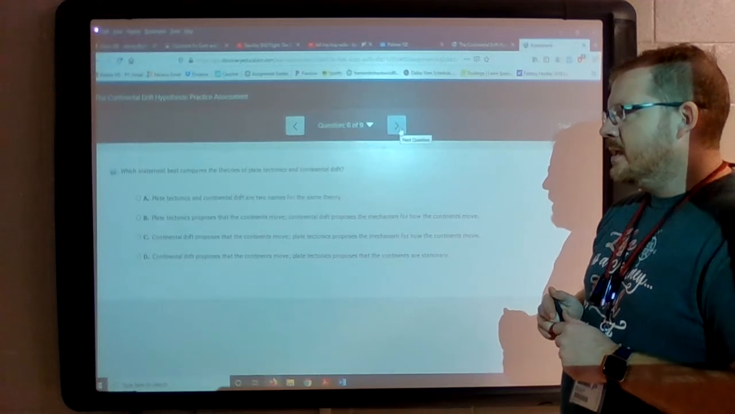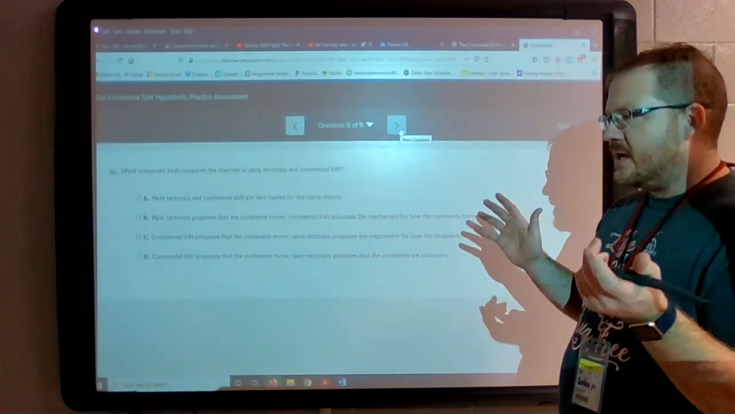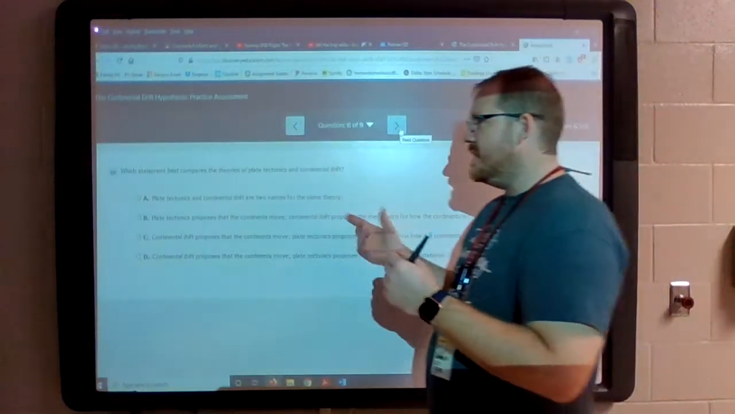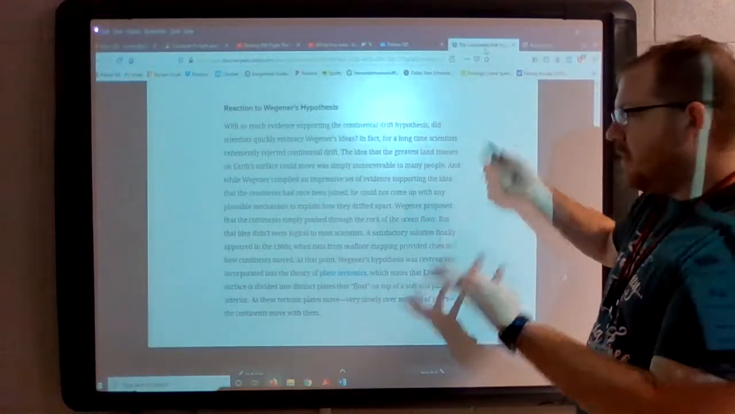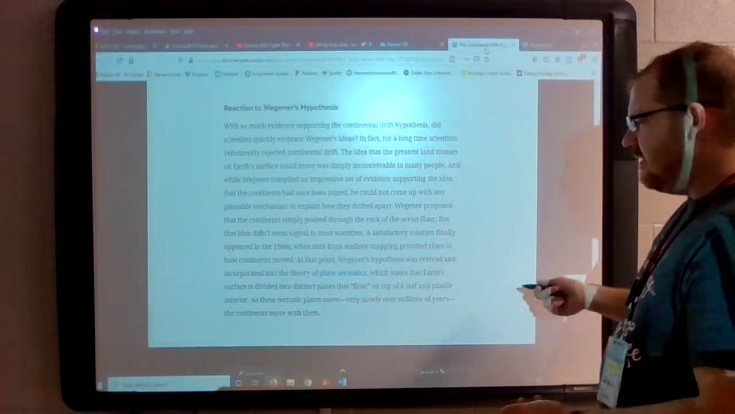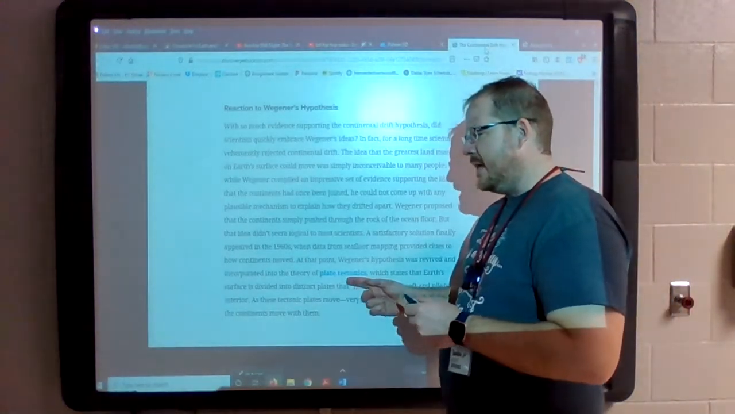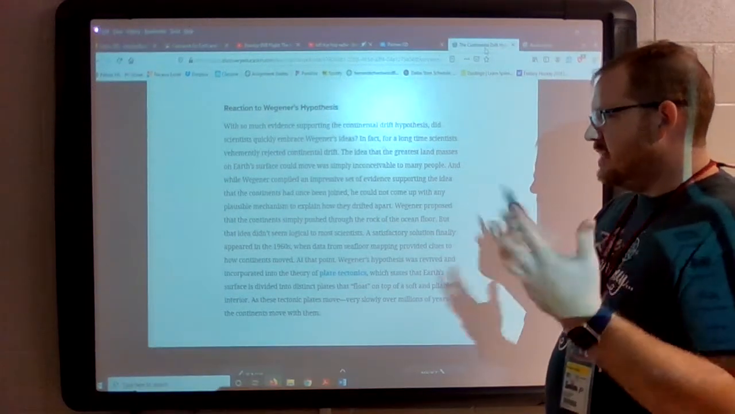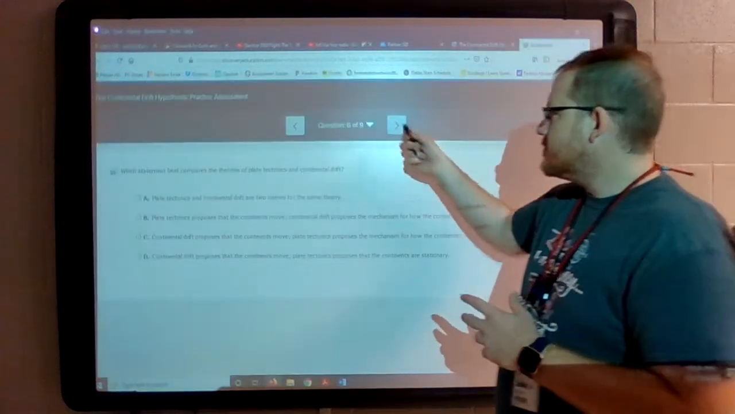And so there's going to be one main difference, or maybe even a couple main differences, but at least one large one. So read and try to figure out what the difference between plate tectonics and continental drift is. And that's probably going to be in this last paragraph. In the last paragraph, they mention plate tectonics and should kind of give you a little bit of indication as to what the difference is between plate tectonics and continental drift.